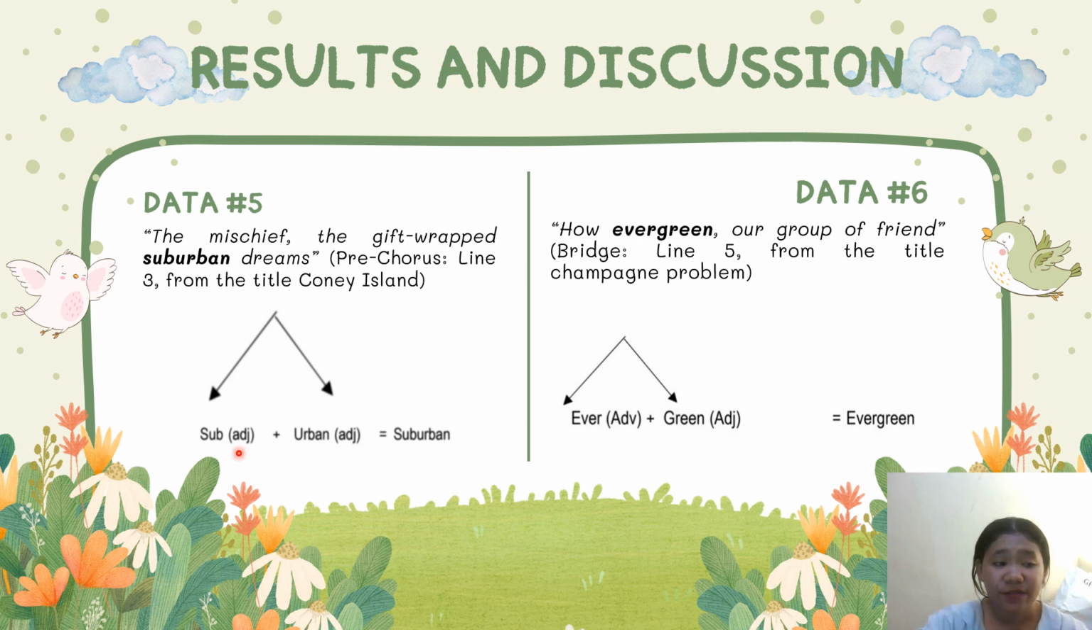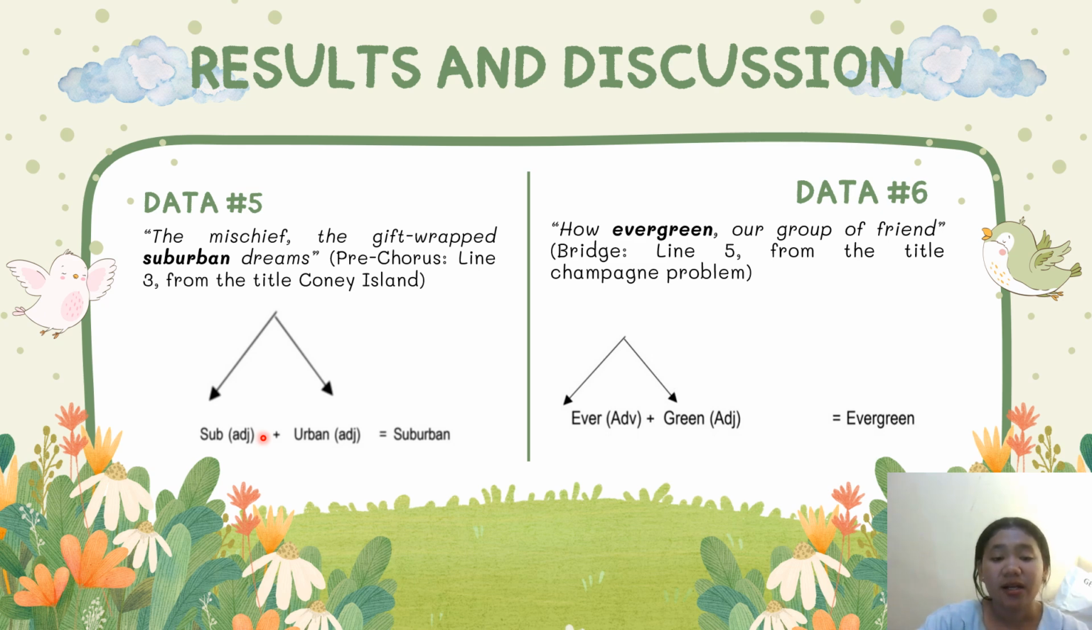compound adjective is one of them, the combination of the word noun and adjective. But they write down the word sub as an adjective, not as a noun, just like the reason why they add this word suburban into the compound adjective. It is written down as adjective, not as a noun, just like what I explained before.